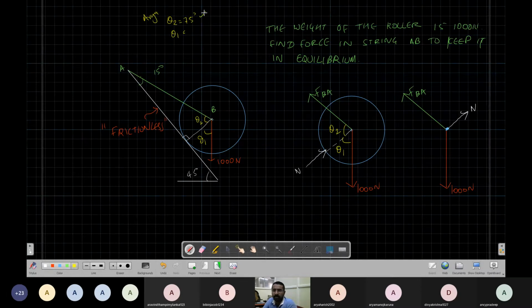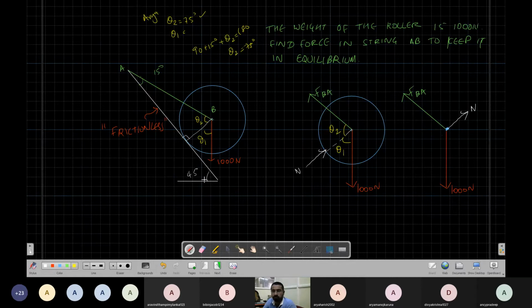It is simple. The three angles of a triangle should sum to 180 degrees. So theta 2 is 75. That is good. Now theta 1, can somebody tell me what is theta 1?